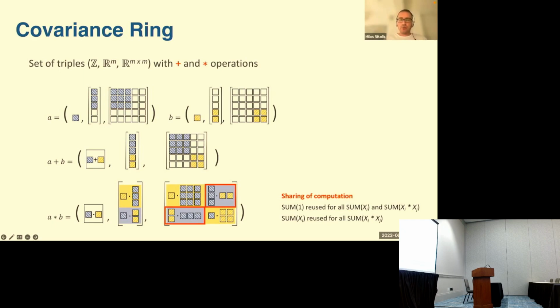Now, what we can conclude from here is that the sum of one, or the count aggregate, is used in all of these cases to scale up all the sums, the linear sums and the quadratic sums, whereas the linear sums are also used to scale up the quadratic sums.